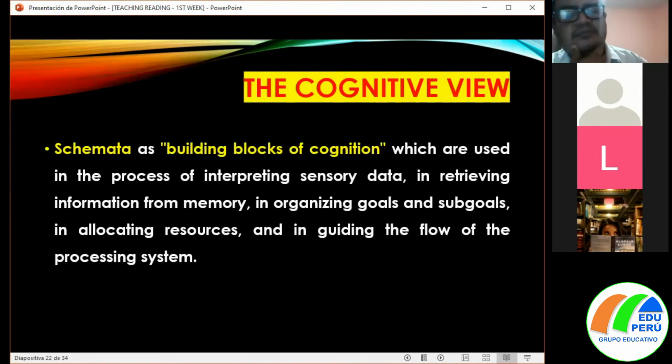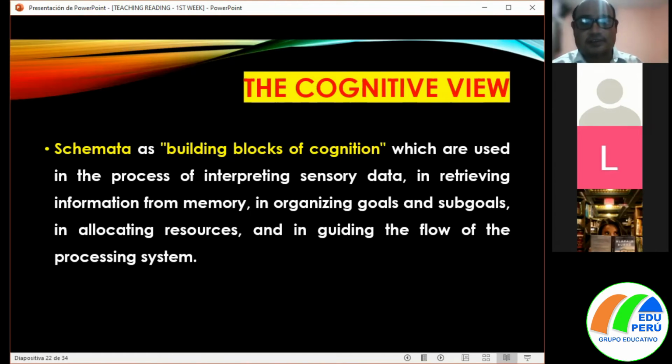Schemata as building blocks of cognition, which are used in the process of interpreting sensory data, in retrieving information from memory, in organizing goals and sub-goals, in allocating resources, and in guiding the flow of the processing system. So this is the importance of schemata.